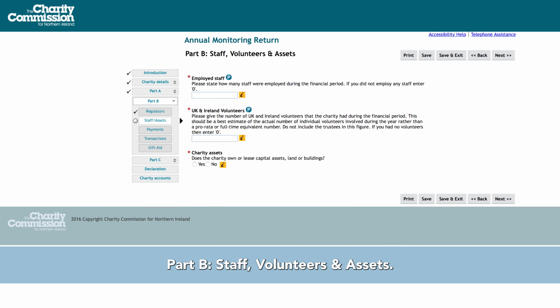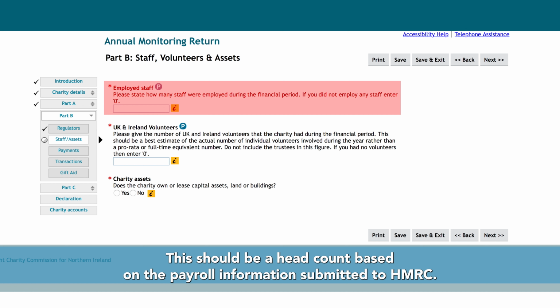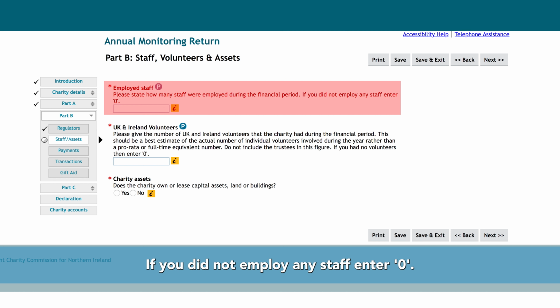Part B. Staff, Volunteers and Assets. State here how many staff were employed during the financial period. This should be a head count based on the payroll information submitted to HMRC. If you did not employ any staff, enter 0.